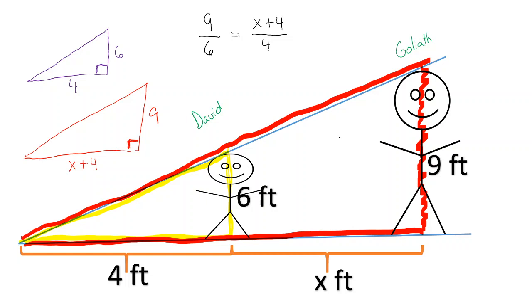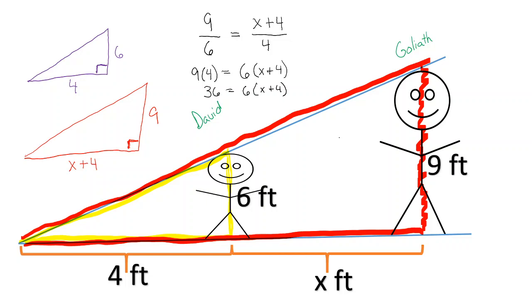Now we're going to cross multiply just like we have before. So we're going to have 9 times 4 equals 6 times x plus 4. 9 times 4 is 36. And 6 times x plus 4. Because x plus 4 and 6 are both factors, we're going to multiply those together.